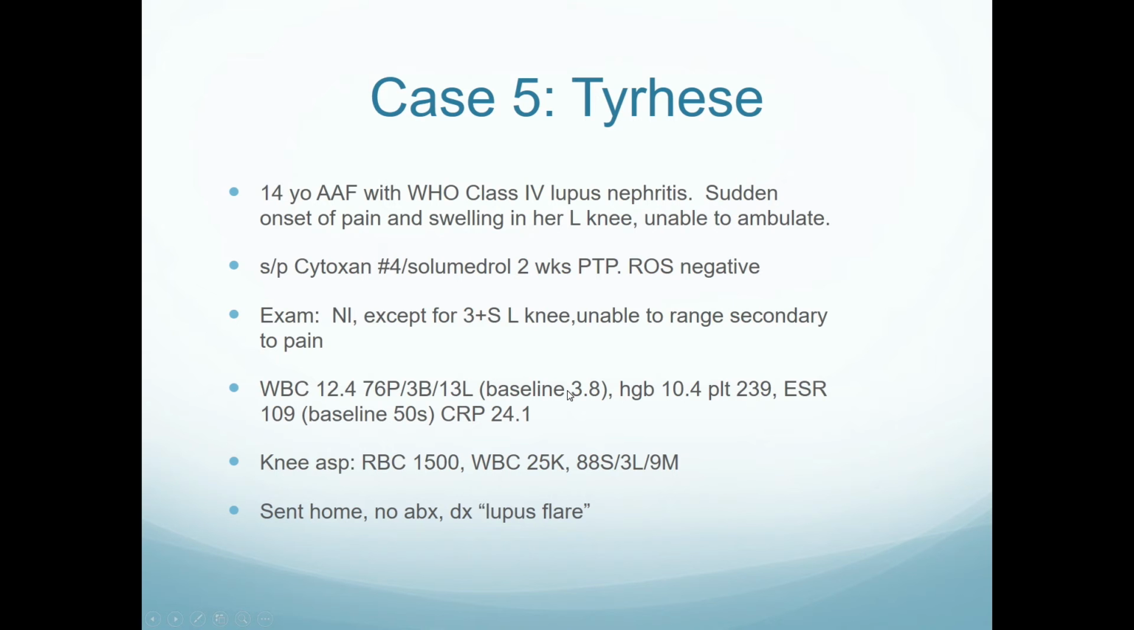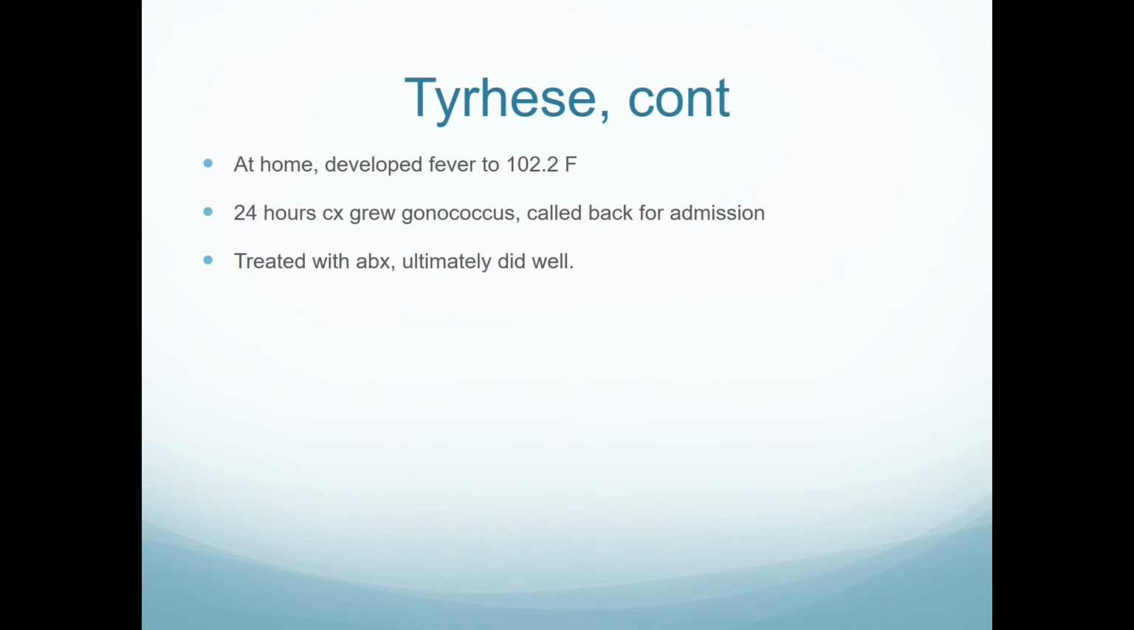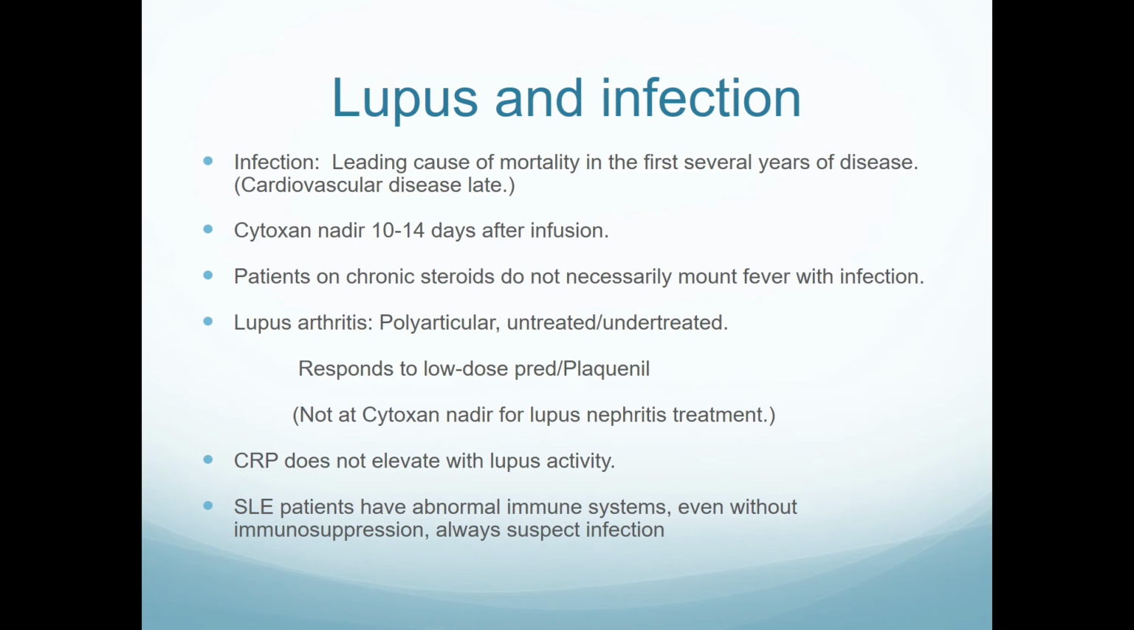All right, so her knee aspiration was inflamed, and she was sent home from our emergency room with no antibiotics and diagnosed with a lupus flare. All right. So at home, she was nice enough to go ahead and develop some fever to 102. At 24 hours, her culture grew out gonococcus, and she was called back for admission. And she got treated with antibiotics and ultimately did well, but this could have gone much worse, right? So infection is absolutely the leading cause of mortality in lupus in the first several years.